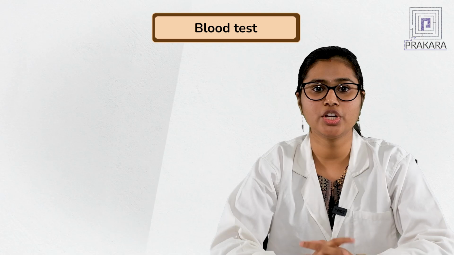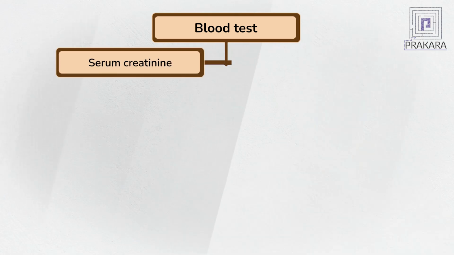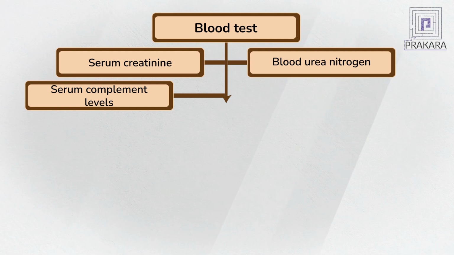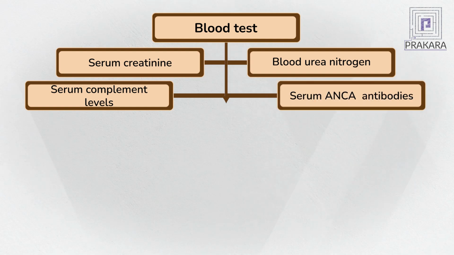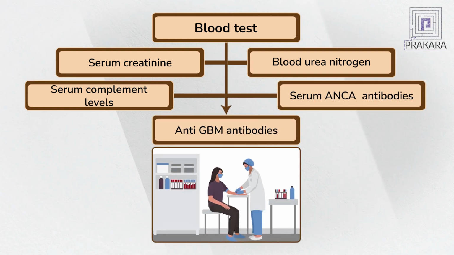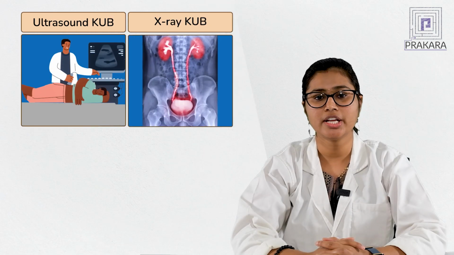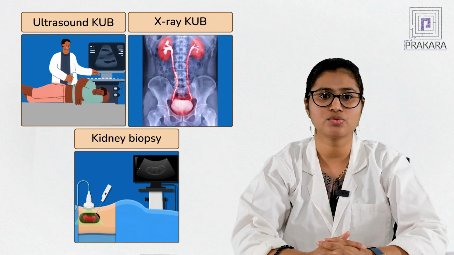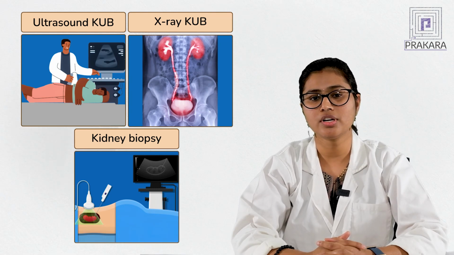In blood tests, we need to check for serum creatinine and blood urea nitrogen, and we need to check for serum complement levels and serum ANCA antibodies and anti-GBM antibodies, ultrasound KUB and X-ray KUB and kidney biopsy. These three are also done in glomerulonephritis to see any change in size of the kidney.